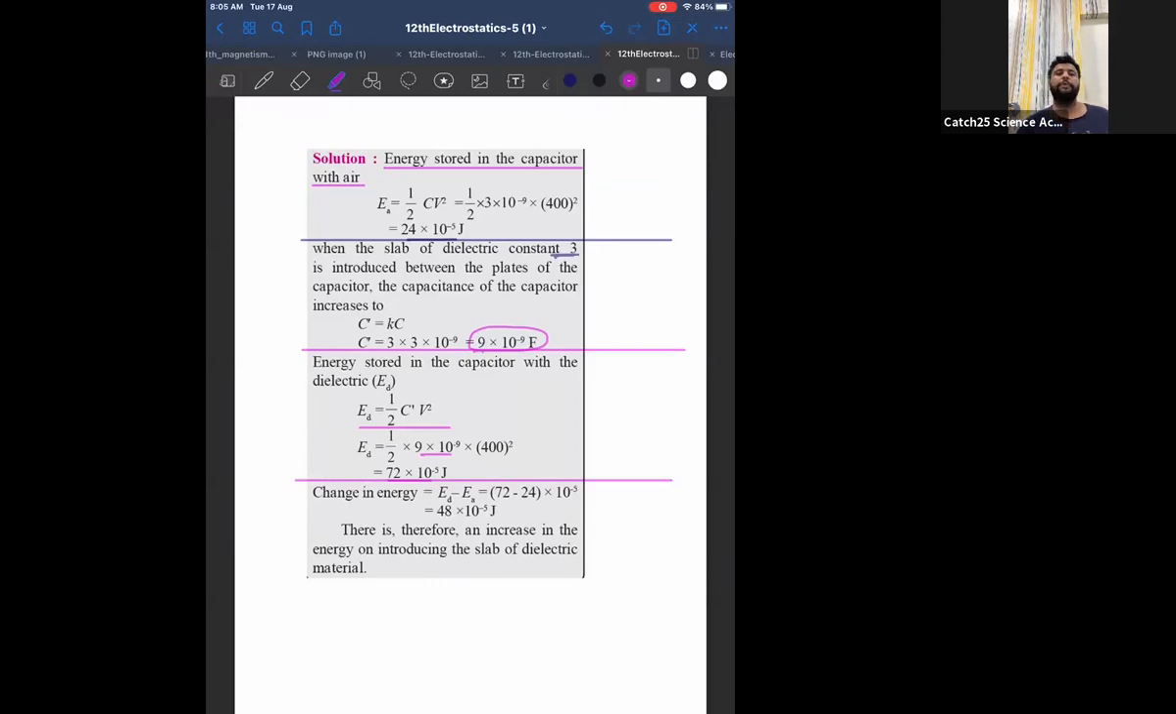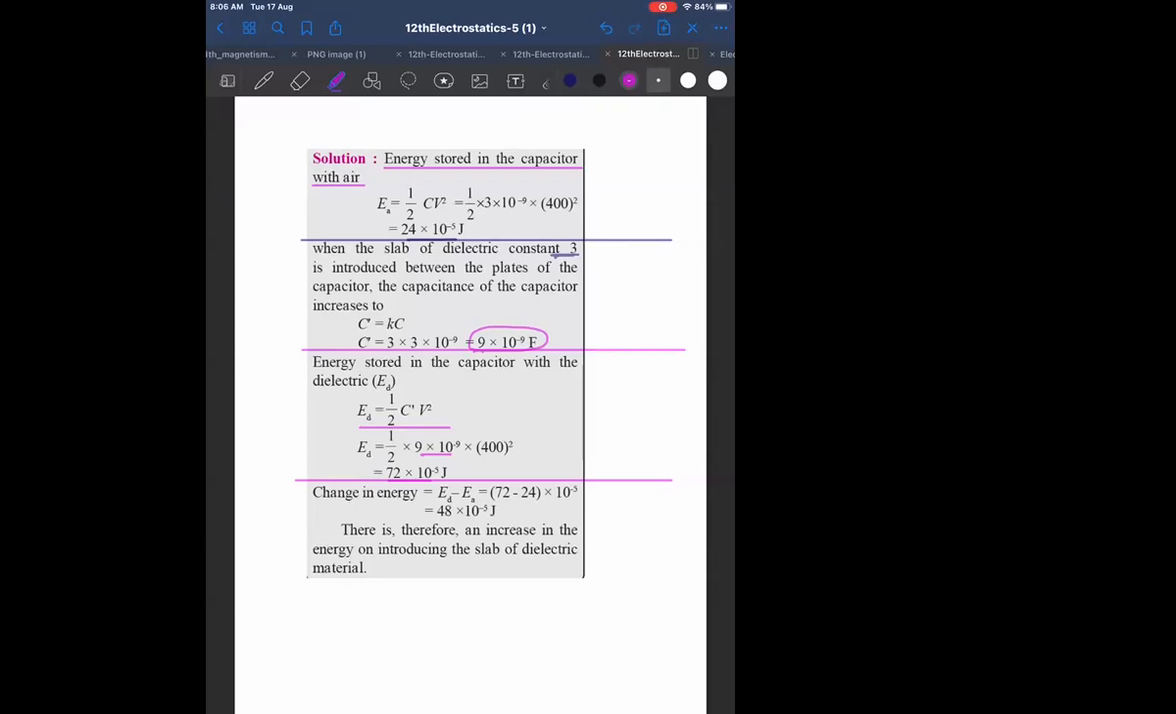So first you found out the old energy with air, then you found out the new energy. First tell me, are you getting the answer for new energy? 72 into 10 power minus 5. Yes.